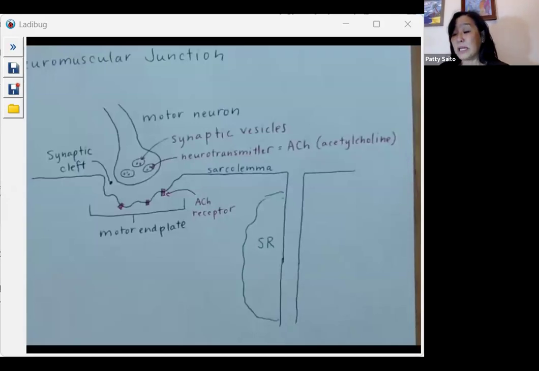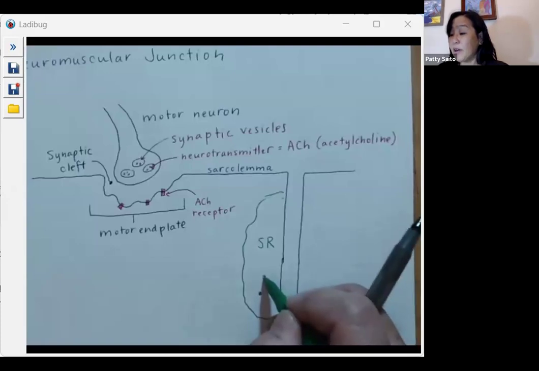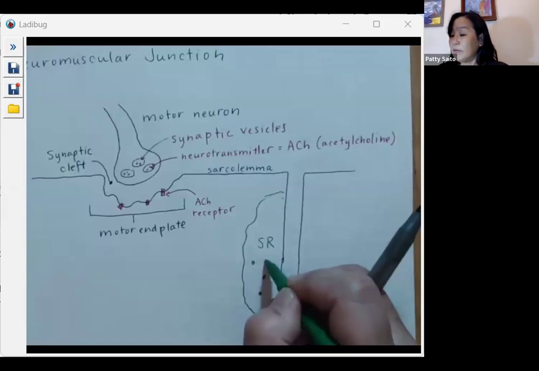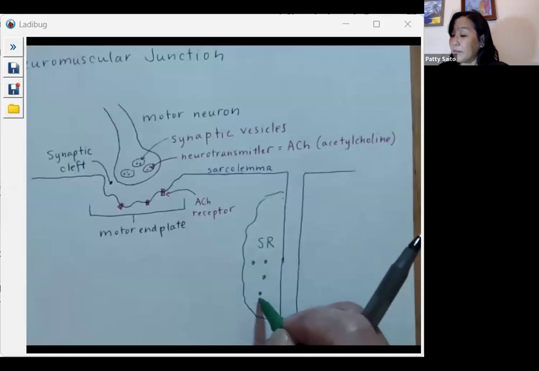Now, within the sarcoplasmic reticulum, we have another chemical. This is calcium. Calcium ions.